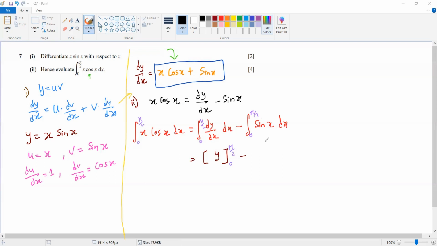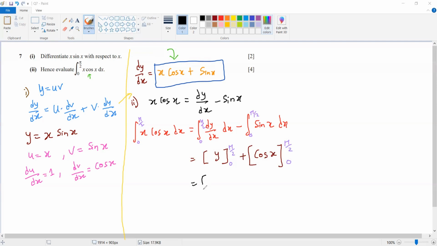And then when you integrate negative sine x, because differentiating cos is negative sine, it becomes plus cos x. Remember, differentiating cos is negative sine. So that's how we see it, the reverse. So now it's just a matter of substitution and evaluating it.